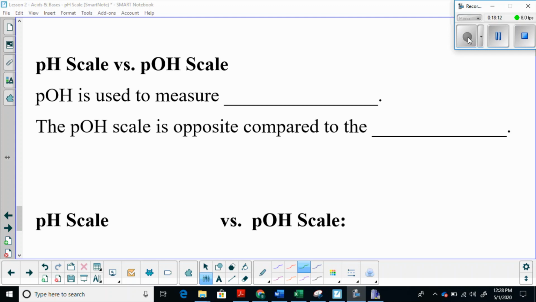What is pOH? So if we're measuring acidity and the hydronium concentration on the pH scale, we're measuring basicity and hydroxide concentration on the pOH scale. So in honor of the basic side of the pOH scale, we'll use blue. So we're measuring basicity, and the pOH scale is basically opposite to the pH scale.